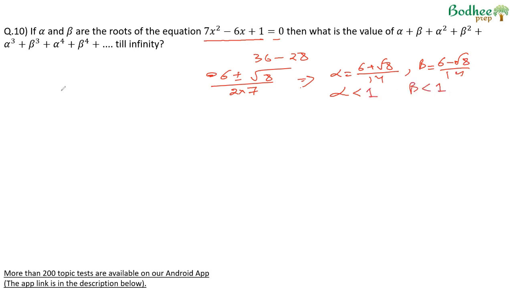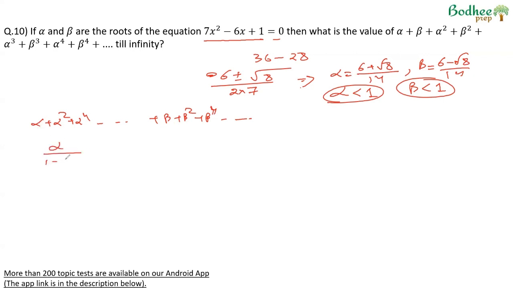Therefore, if you look at this series, it is combined of alpha plus alpha square plus alpha cube up to infinity, plus beta plus beta square plus beta cube up to infinity. Both of them are infinite GPs with the common ratio less than 1. So the sum of an infinite GP where the common ratio is less than 1 can be written as first term upon 1 minus common ratio, a upon 1 minus r. So this is the value that we have to find out.